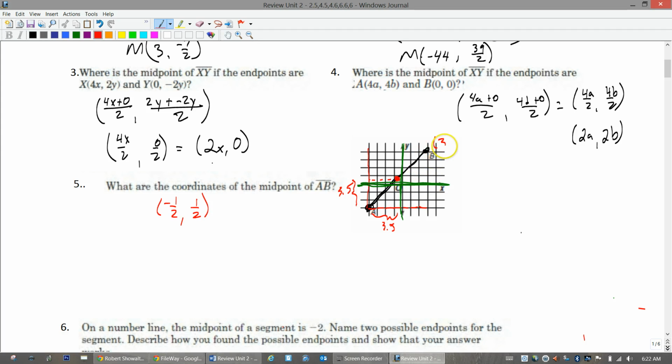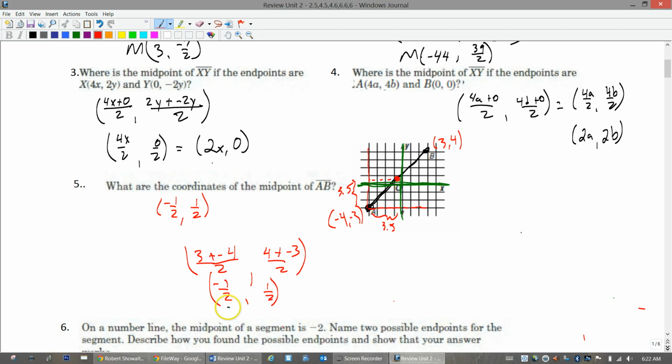And you could turn around and use the midpoint formula for this. B is at 3, 4, and A is at negative 4, negative 3. We can average the x's and average the y's. So we get 3 plus negative 4 over 2, and then 4 plus negative 3 over 2. That'd be negative 1 over 2, and positive 1 over 2, which is going to get us to the same spot.